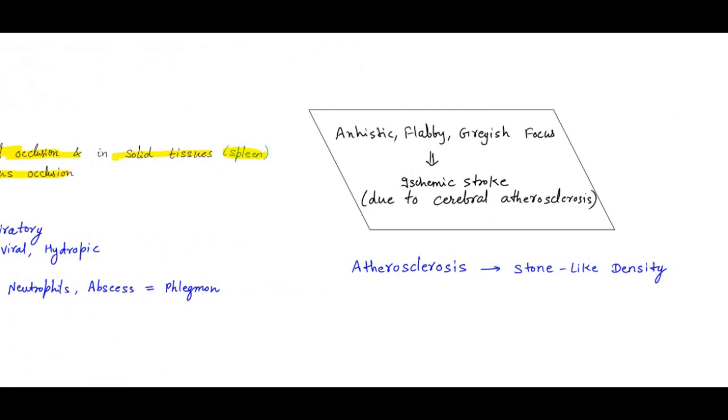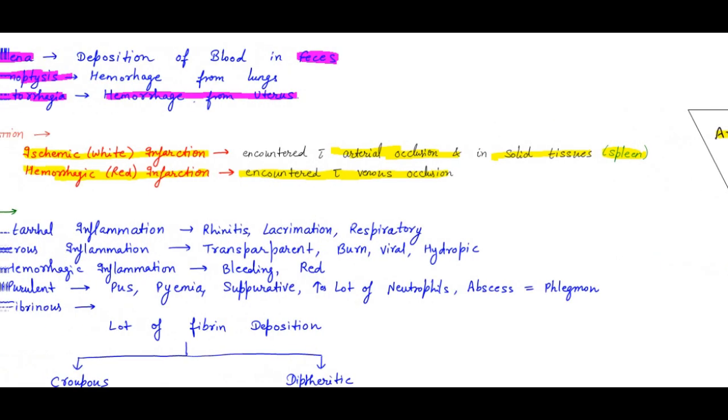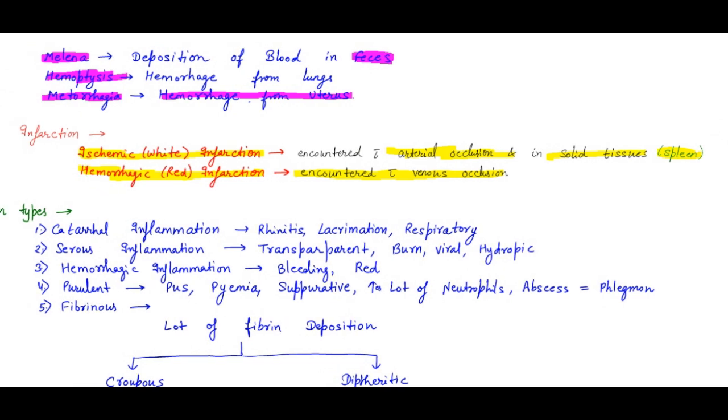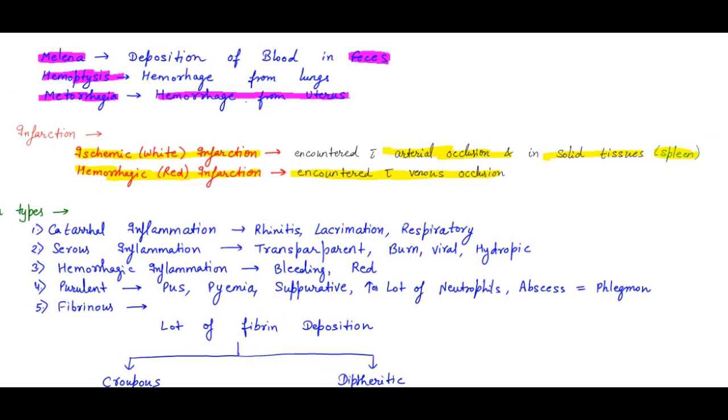One more, that is ischemic stroke. Don't be confused about ischemic strokes. In ischemic stroke you find keywords like anemic, flabby, gray focus, and it is due to cerebral atherosclerosis. What is atherosclerosis? We already discussed, the stone-like density. Ischemic white infarction is encountered with arterial occlusion in solid tissue or the spleen, and hemorrhagic means red. So remember, ischemic is due to arterial occlusions, and hemorrhagic infarction is due to venous occlusions or venous obstruction.